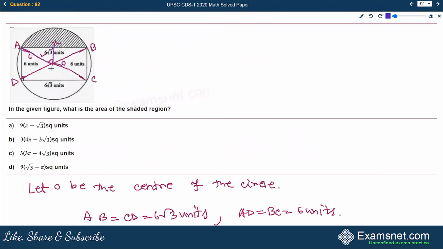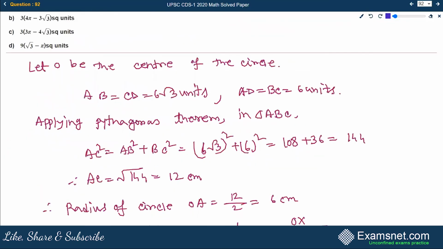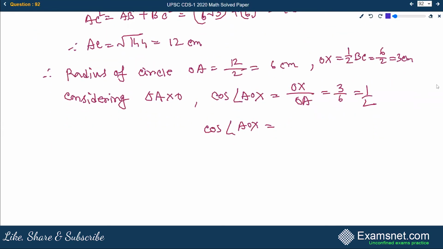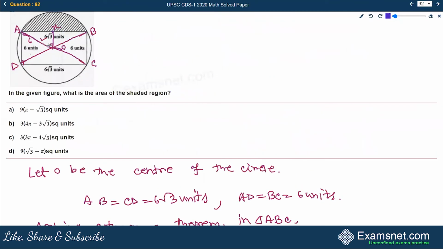Now look at OX. OX is half of BC. So we can write here OX equals half of BC, 6 by 2, that is 3 centimeter. Now here 3 by 6, so we will get half. Now cos AOX equals half. Now in which acute angle does cos give us half? We know at 60 degree. So cos 60 degree. Therefore, we can say angle AOX is 60 degree. This much portion is 60 degree.